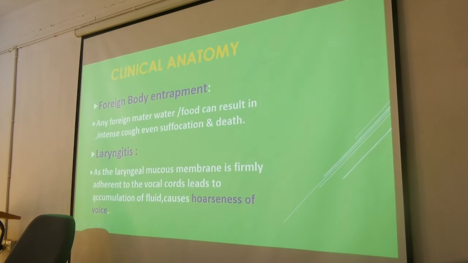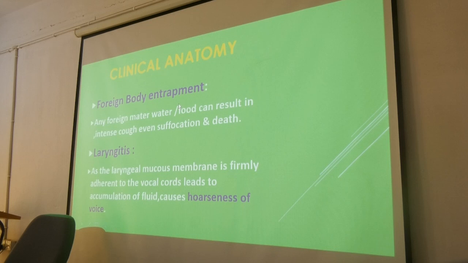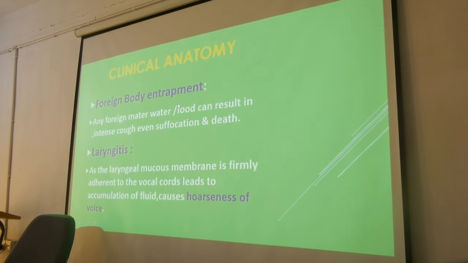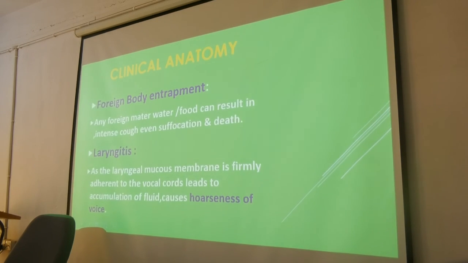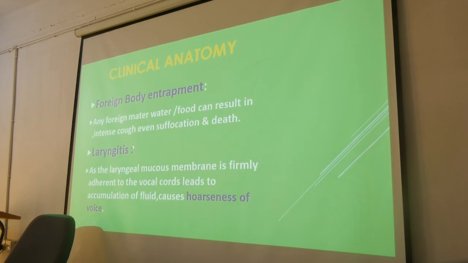So now the clinical anatomy. What are the things? First thing is foreign body entrapment. What will happen? There will be vigorous cough, and ultimately if it is not cleared, there will be suffocation and even death. So you all know choking.